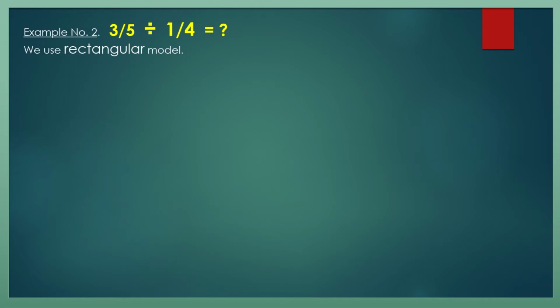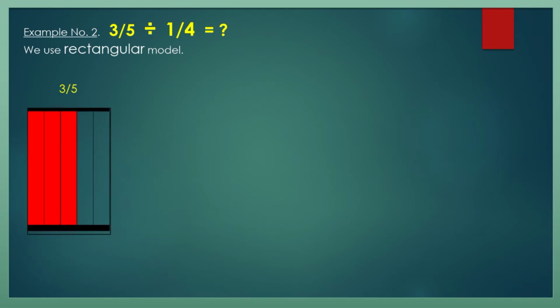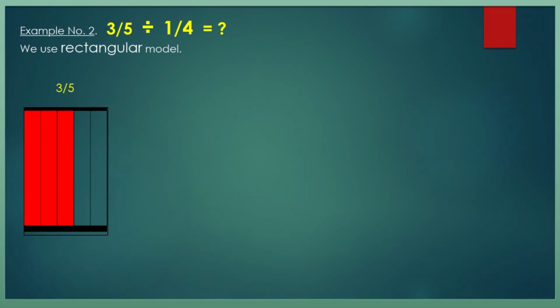Example number 3. 3/5 divided by 1/4. What would be the answer? We use a rectangular model. First, for 3/5, we have the denominator 5. So we divide the rectangle into 5 parts by using 4 vertical lines. We shade 3 of them, so we get 3/5.